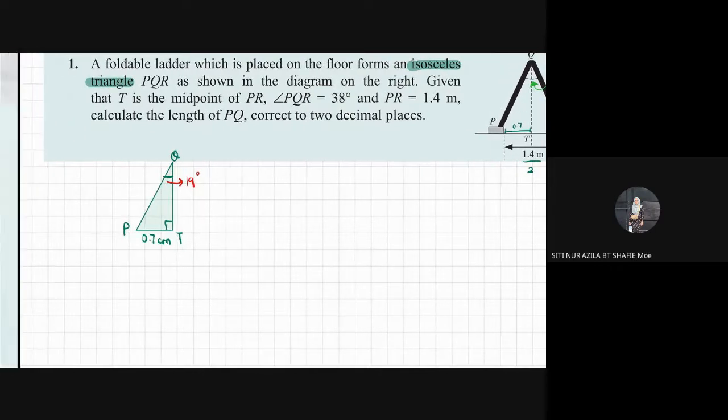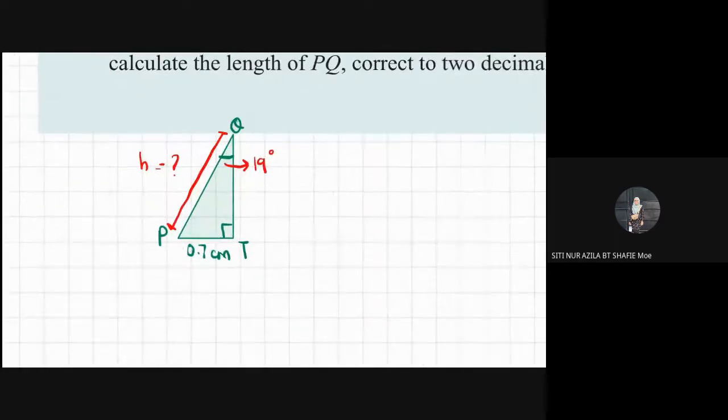So we have this angle 19 degree. And then we have PT equal to 0.7 centimeter. We want to look for the length of PQ. Okay, so PQ is the hypotenuse. Mark your hypotenuse first, since we want to find the value of PQ. And then 19 degree, 0.7 is your opposite. Now you want to look for H and you have the value of O.